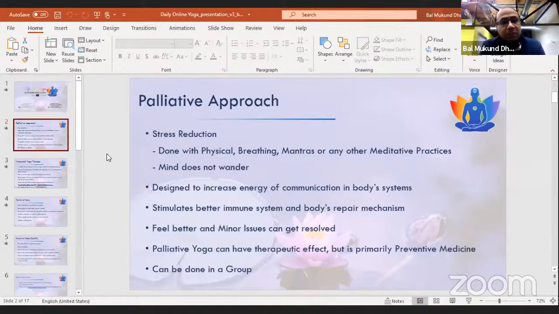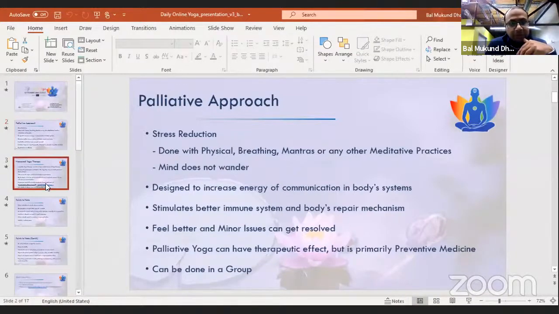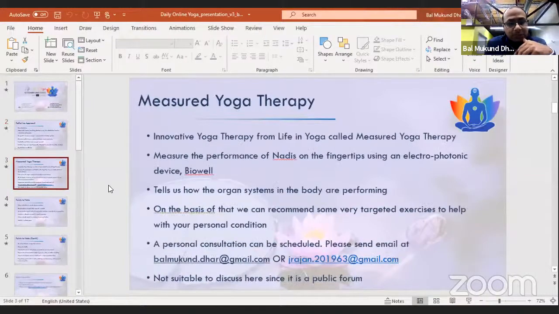Regardless of the style of yoga, the important thing to note is that the mind does not wander. So keep the awareness within you, focus your mind on your breath, and visualize the part of the body that's being exercised, and that will bring maximum benefit through yoga. Yoga is designed to increase energy of communication in body systems. It stimulates a better immune system and the body's repair mechanism. It makes you feel better and minor issues get resolved. But the same set of palliative yoga exercises can also have therapeutic effects.